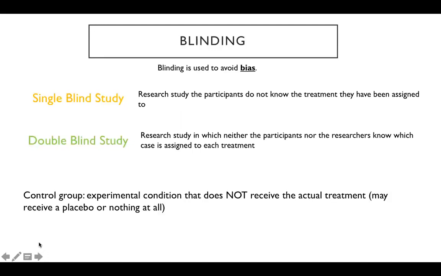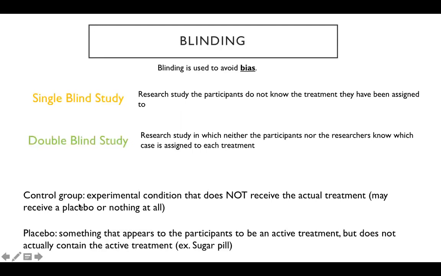Sometimes in studies, you'll have a control group. This is the group that is just kept constant the entire time, so it does not receive the actual treatment. They may receive a placebo sometimes, or they may not receive anything at all. Just a reminder, a placebo is something that appears to the participants to be an active treatment, but it doesn't actually contain active treatment. This could be a sugar pill or something along those lines.